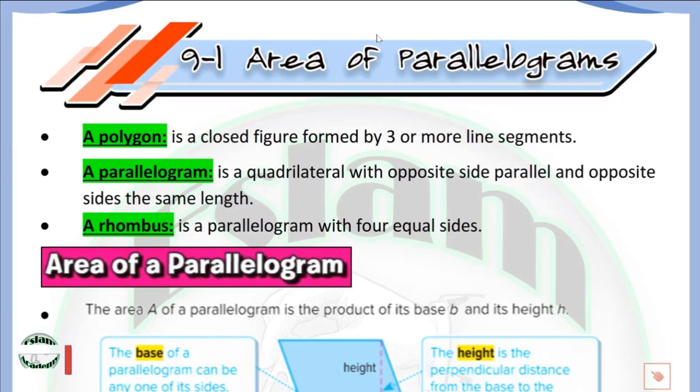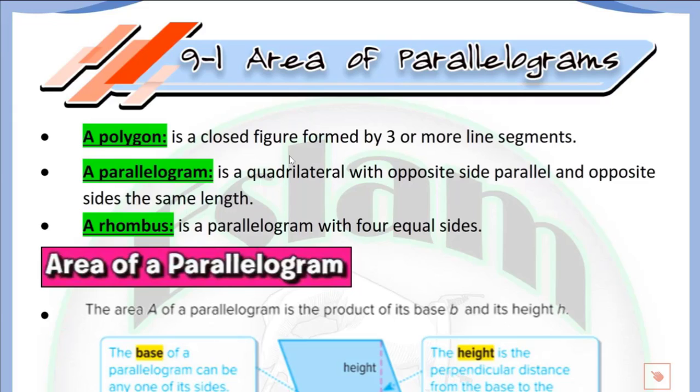Before we start with the parallelogram, we need to know the meaning of a polygon. A polygon is a closed figure formed from three line segments or more. Each line segment is called a side. Each two sides of the polygon intersect at one point, which is defined as a vertex. The number of vertices of any polygon is equal to the number of sides and the number of angles.